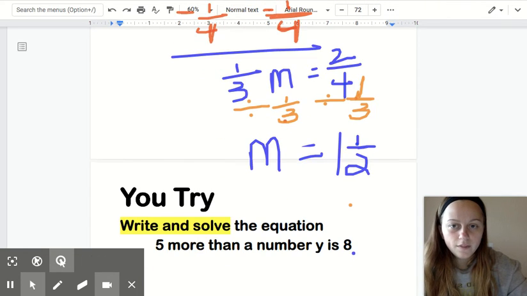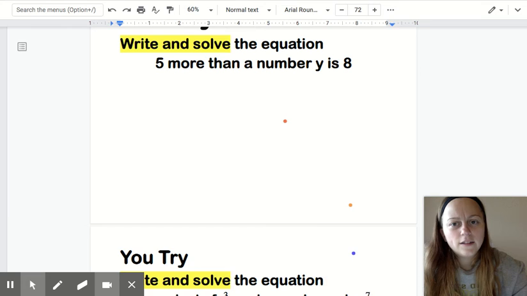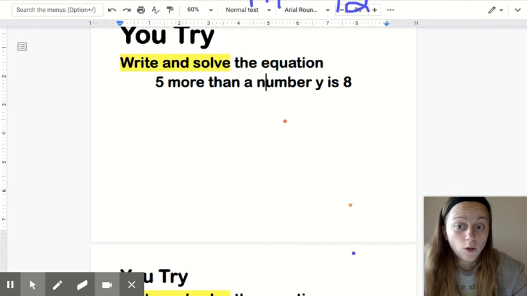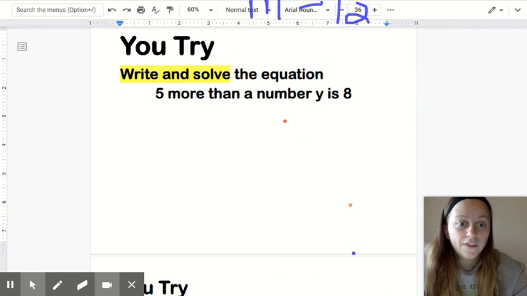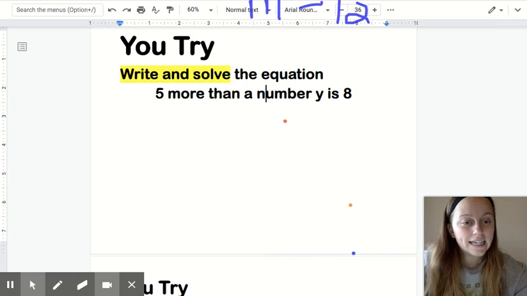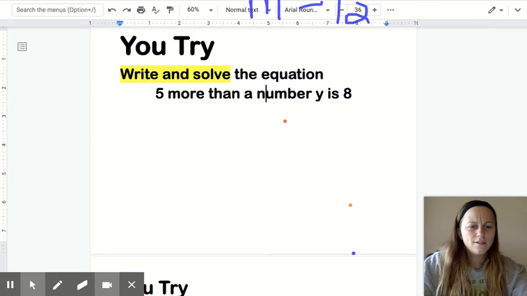All right. Now we got one of these. First, you need to write an equation. Then you need to solve it. So can you take "5 more than a number y is 8" and make it an equation? Try that.